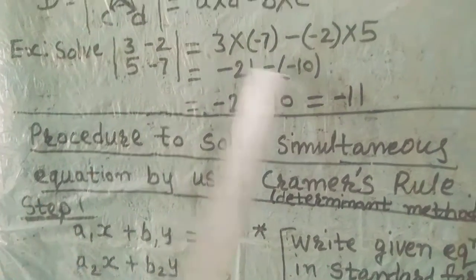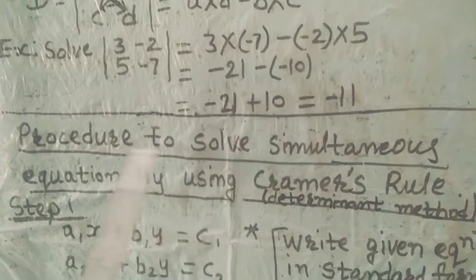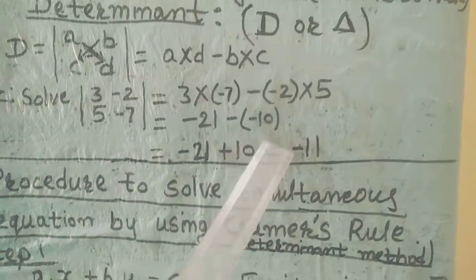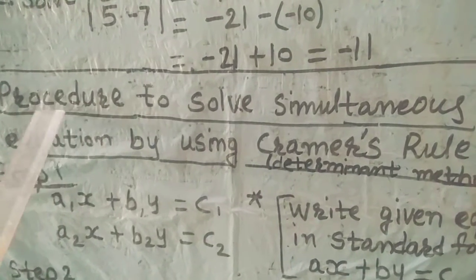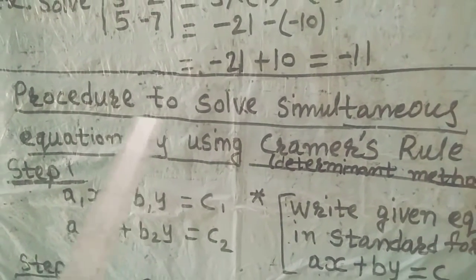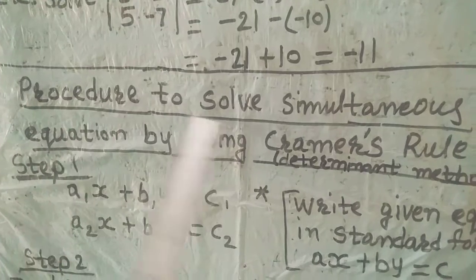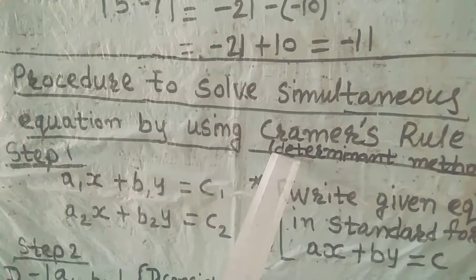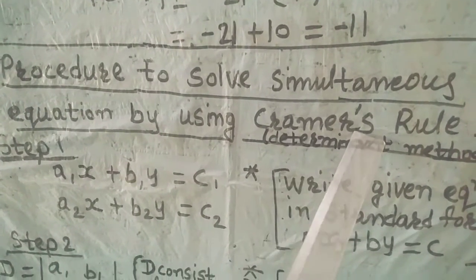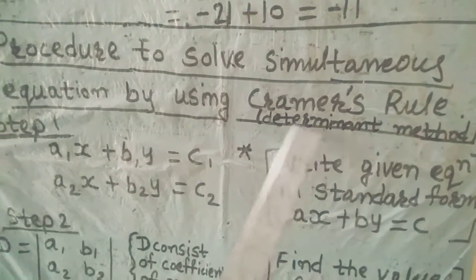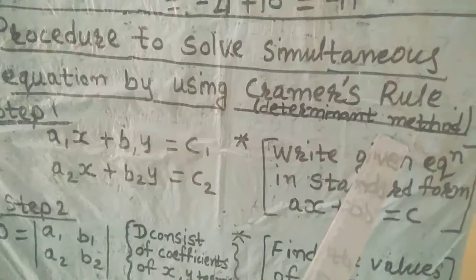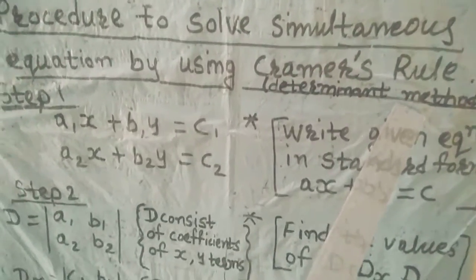So this is about the determinant, but our main motto is Cramer's rule. We have to solve using Cramer's rule. Now, what is the procedure to solve simultaneous linear equations by using Cramer's rule? It is also called the determinant method. Solve by determinant method, this type of question is also asked in exams.